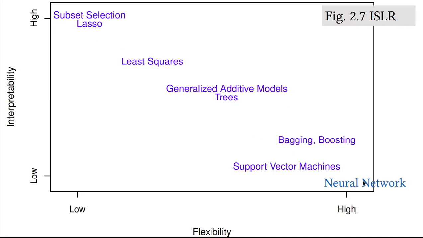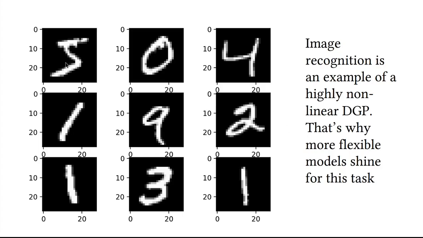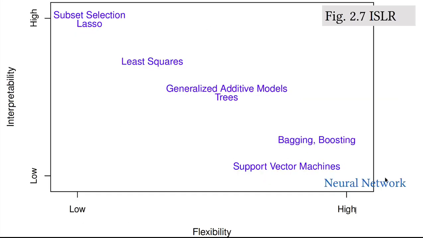The different models will have different levels of flexibility, and of course for tasks like image recognition, this is a perfect example of a highly nonlinear data generating process, and this is the reason why more flexible models really outperform all less flexible models here. For example, deep learning does do better than support vector machines for these tasks.